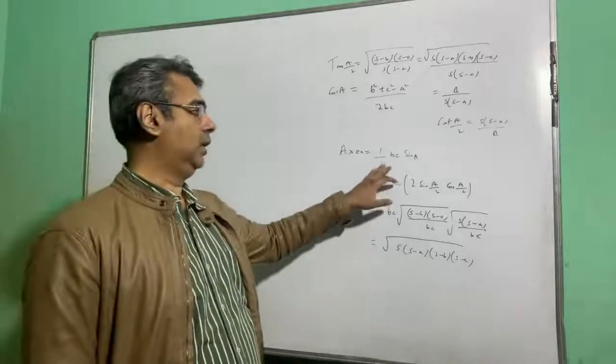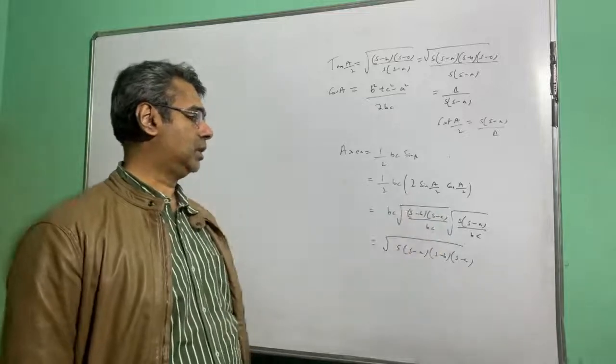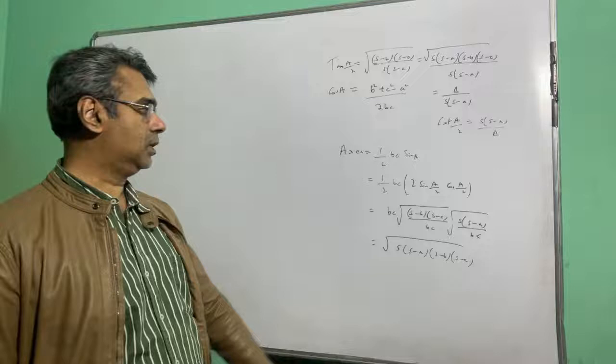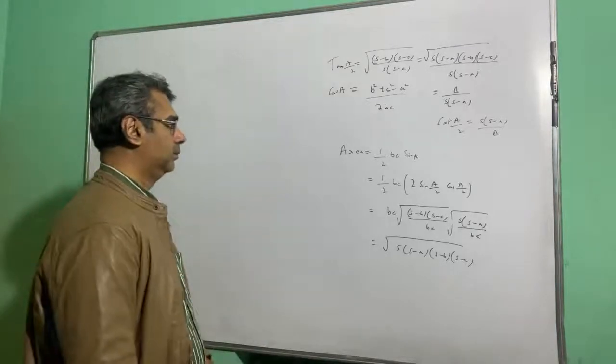Okay. So area of triangle is half bc sin A. So sin A is 2 sin A/2 cos A/2. So sin A/2, write the formula, cos A/2, write the formula. So this is the proof of the very well known Heron's formula.